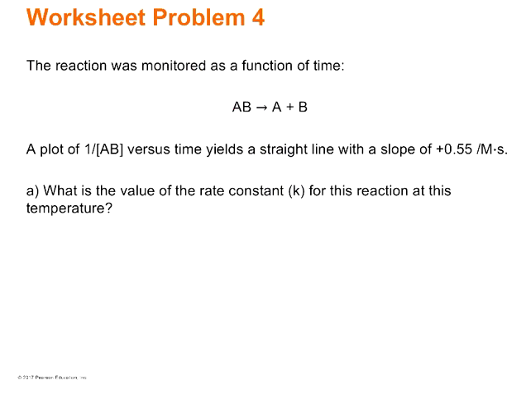Now let's start with A. What is the value of the rate constant for this reaction at this temperature? All right, so we should probably figure out if this is a zero order, first order, or second order reaction first, because that can have an effect on the rate constant. So if a plot of 1 over the concentration versus time yields a straight line, is this reaction zero, first, or second order?